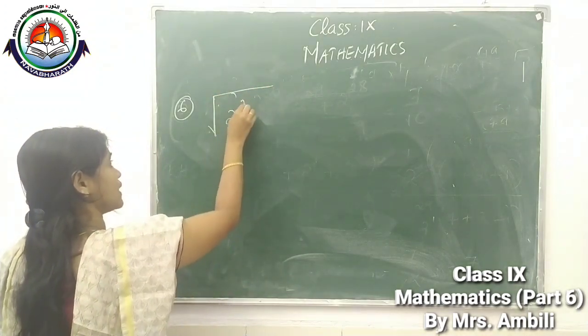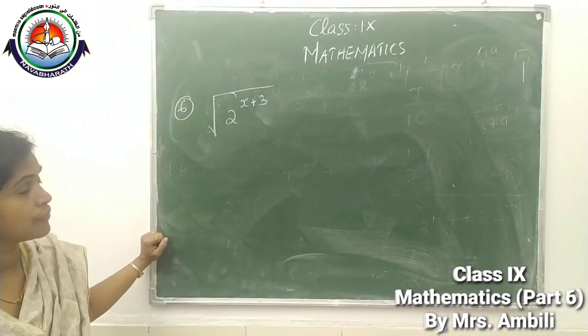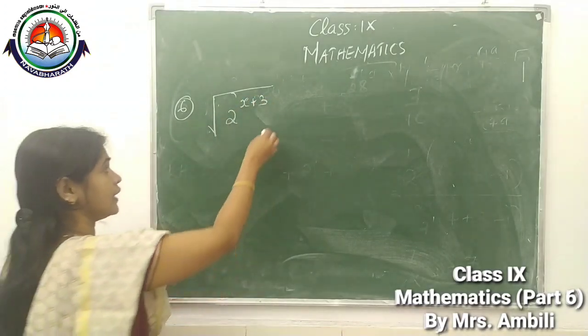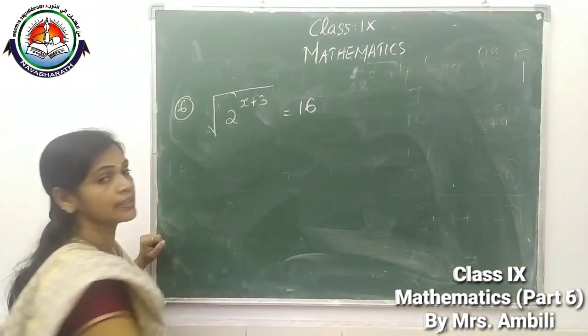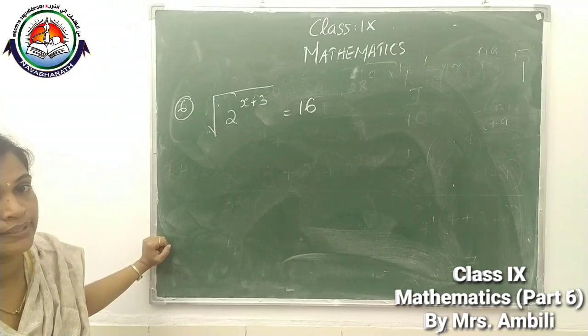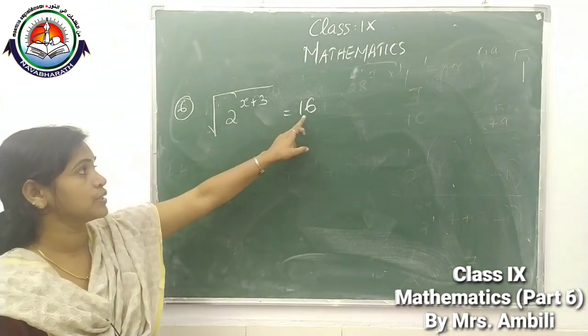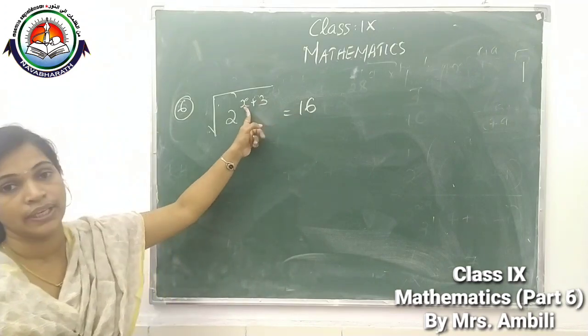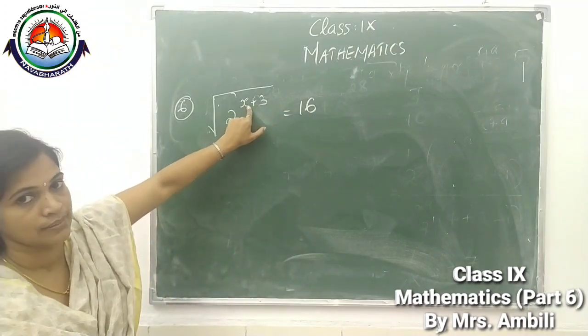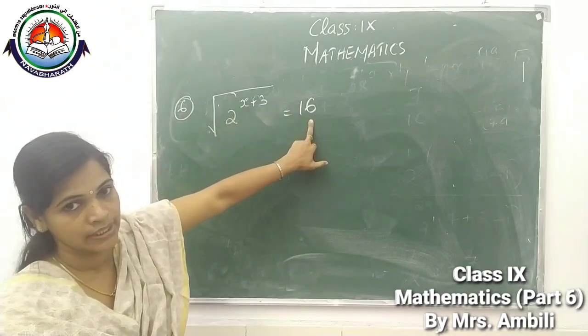If root of 2 raised to x plus 3 equals 16, find the value of x. We need to find out the value of x. Okay, so it is given that 16.